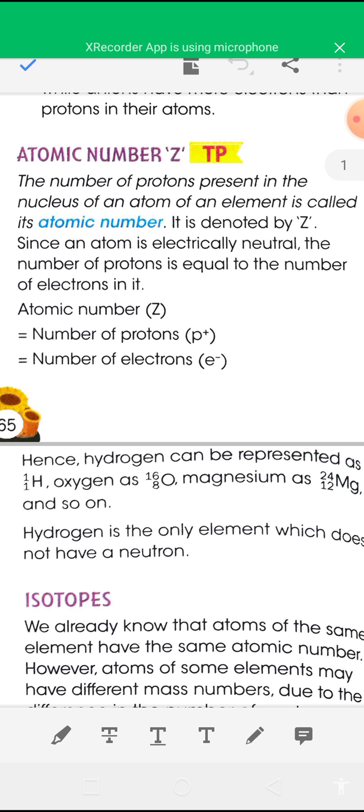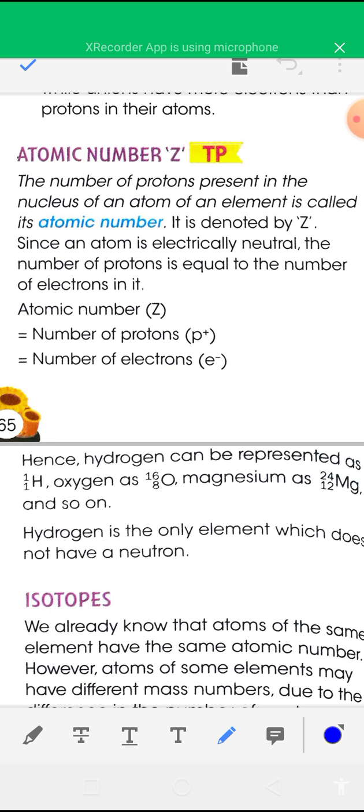In the previous video, I told that an atom is made up of three subatomic particles: protons, neutrons, and electrons. Protons and neutrons are present at the center of an atom, and together they are called nucleons. The center of the atom is known as the nucleus.